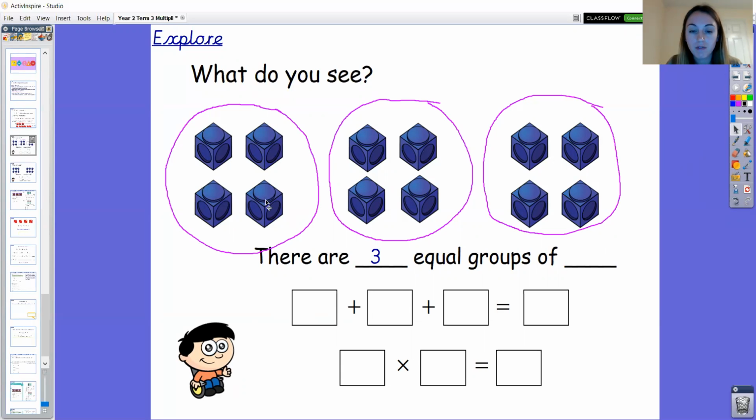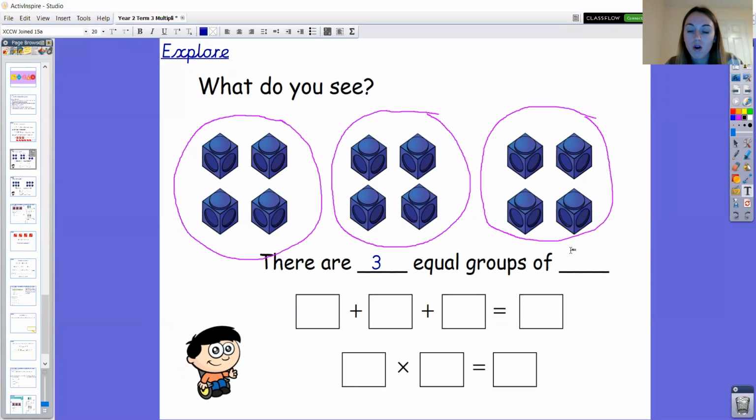1, 2, 3, 4. And we can see that there is the same amount inside each group, which makes them equal groups. They are the same. They have the same value, the same amount of cubes. There are 3 equal groups of 4. Brilliant. Should we say that together, Year 2? There are 3 equal groups of 4.